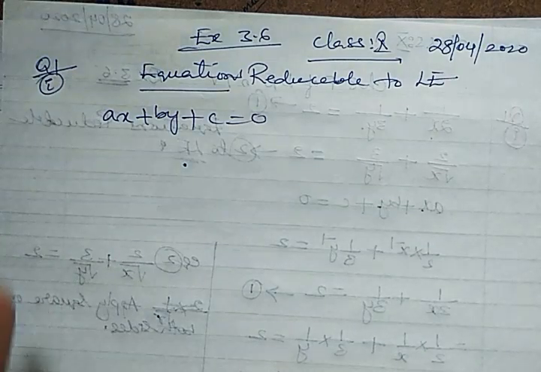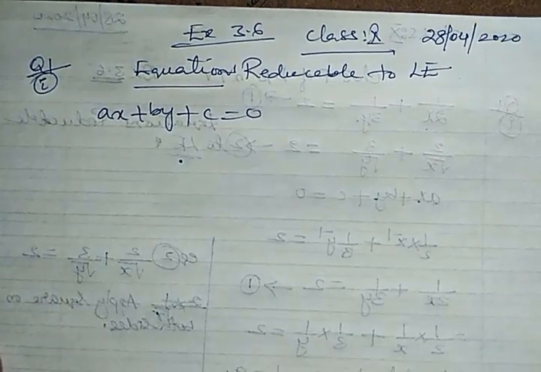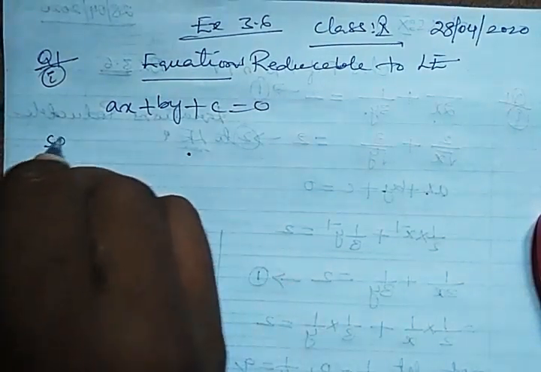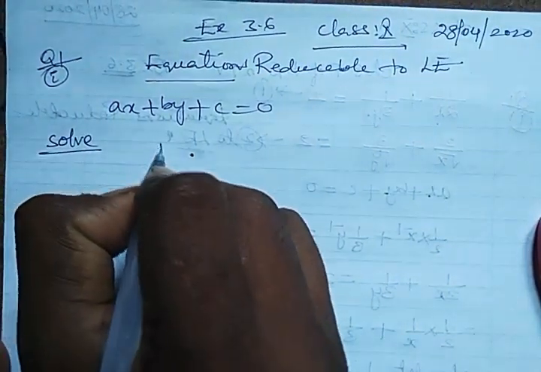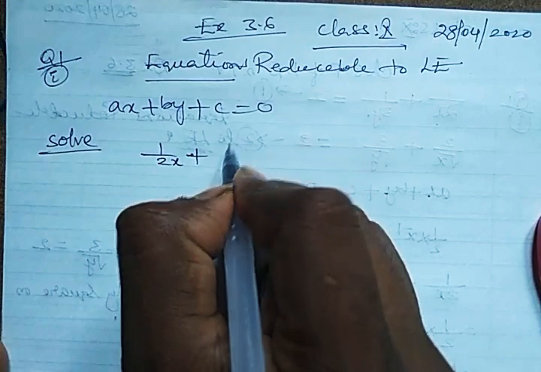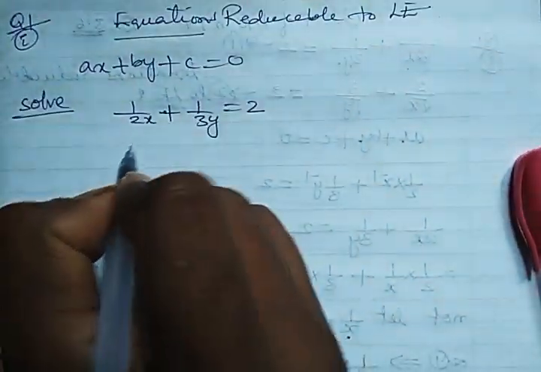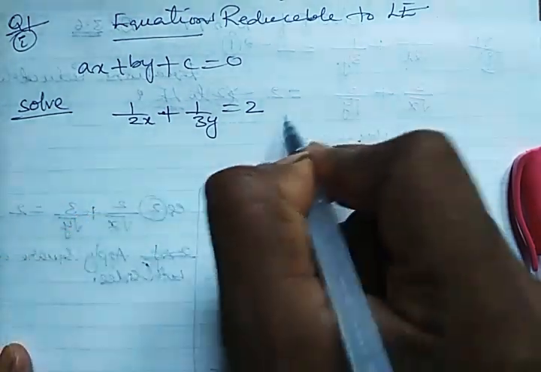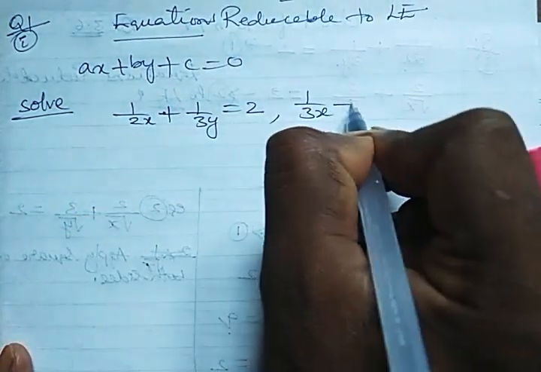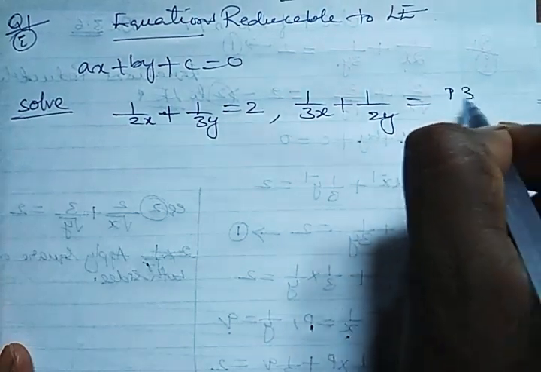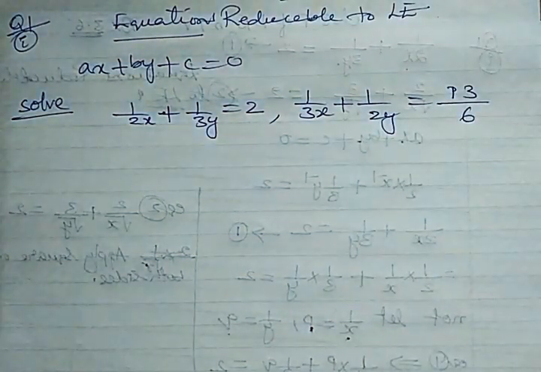For example, I am taking a question from question number 1, that is simply solve 1 by 2x plus 1 by 3y is equal to 2. And another one is 1 by 3x plus 1 by 2y is equal to 13 by 6. These are the two equations given.